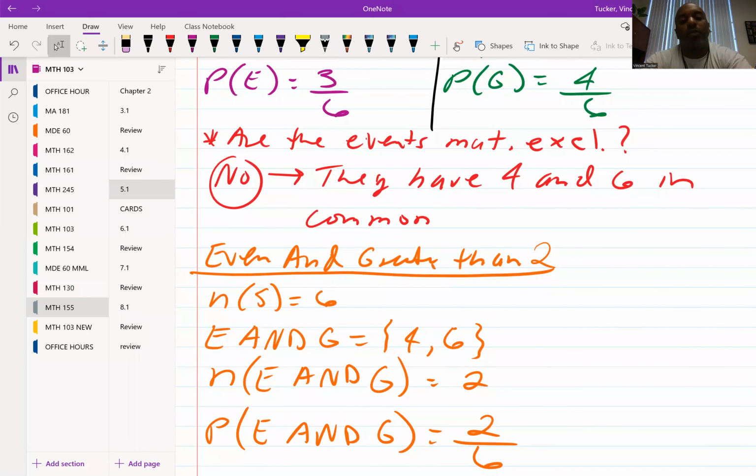All right. So even number and a number greater than 2. Once again, the number of our sample space is 6. But if you're talking about being E and G, that's 4 and 6. Those are 2 numbers that fit both categories. So 2 over 6 is the probability of getting a number that's even and greater than 2.